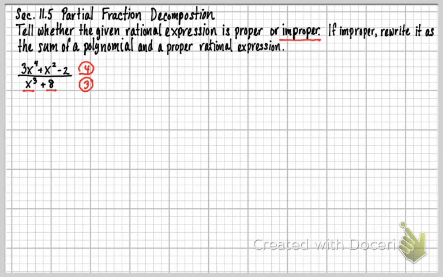So that means for the next direction, it says if improper, rewrite it as the sum of a polynomial and a proper rational expression. So that's what we're going to have to do here. We're going to have to rewrite this as the sum of a polynomial and a proper rational expression. So now here we go. That means we're simply going to have to divide these.